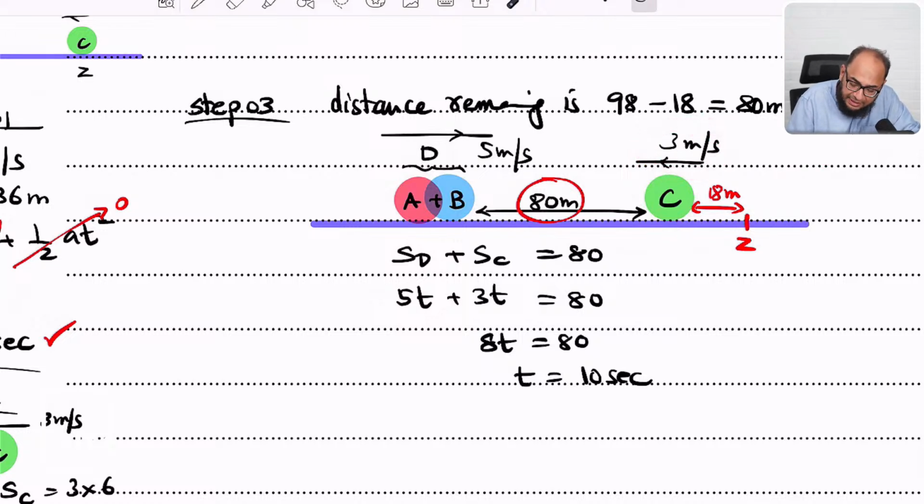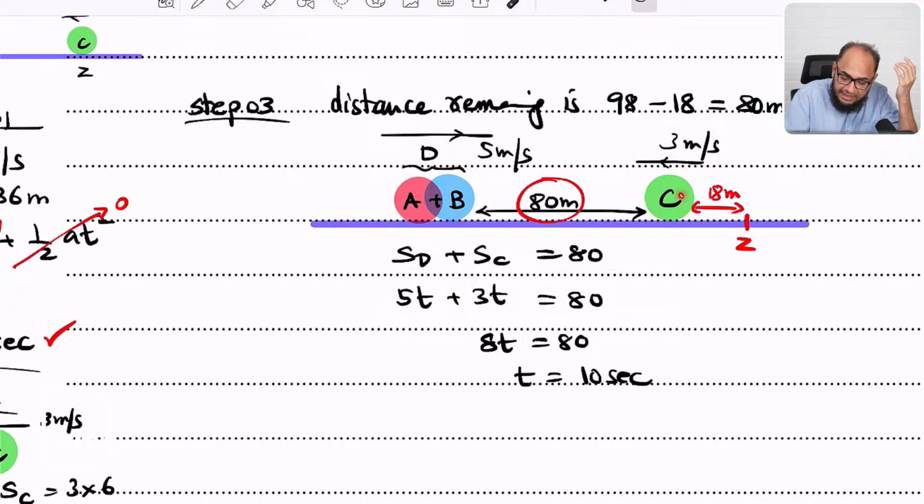Basically, what we do is that there is a time period t such that 5 times t, the displacement of D plus the displacement of C should add up to 80. They are traveling 5 meters per second. Every second, it will be traveling 5 meters. So for time t, it will be traveling 5t.